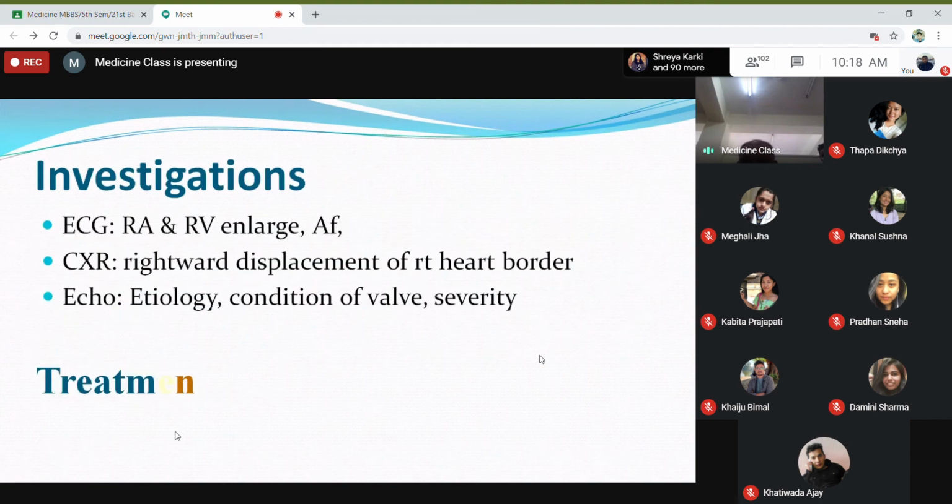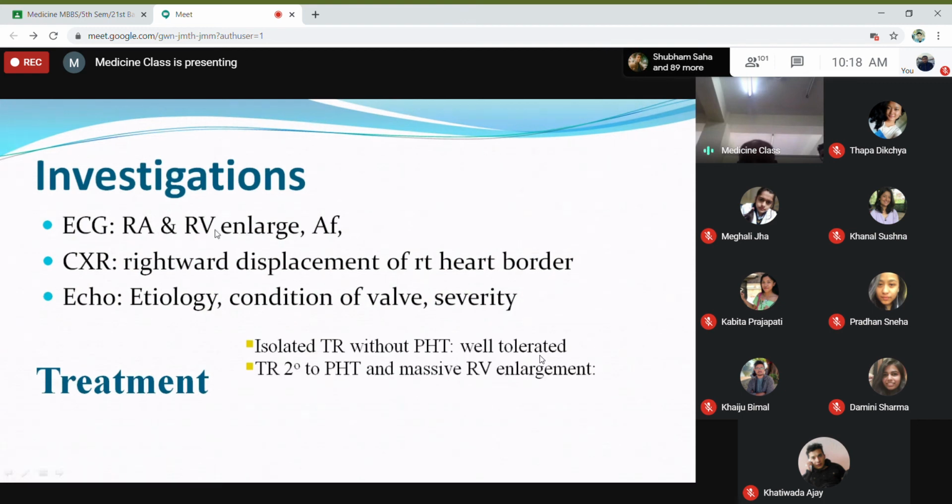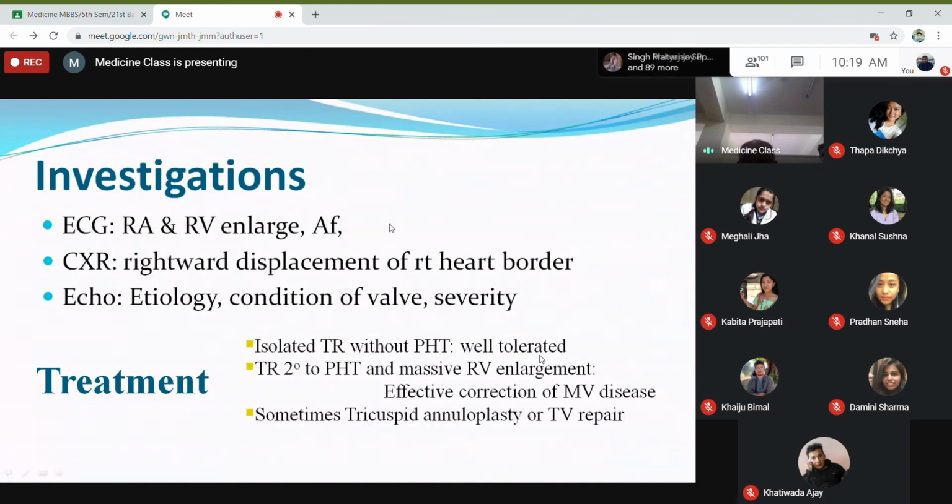Investigations are the same. On ECG you'll have right atrial and right ventricular enlargement. There may be atrial fibrillation. In chest X-ray, you'll find that the patient will have cardiomegaly, and echo you'll do for the etiology and condition of the valve with severity.